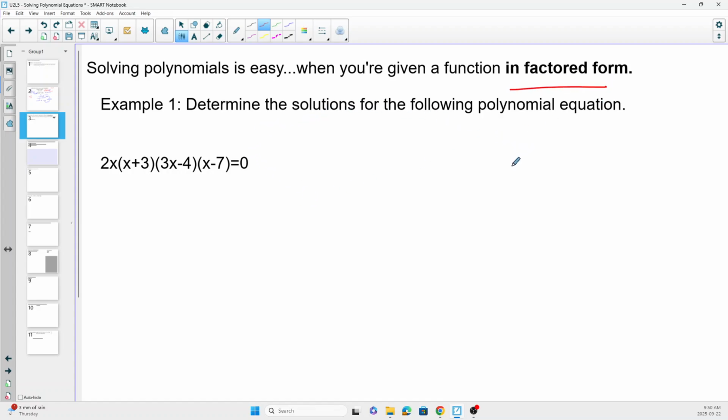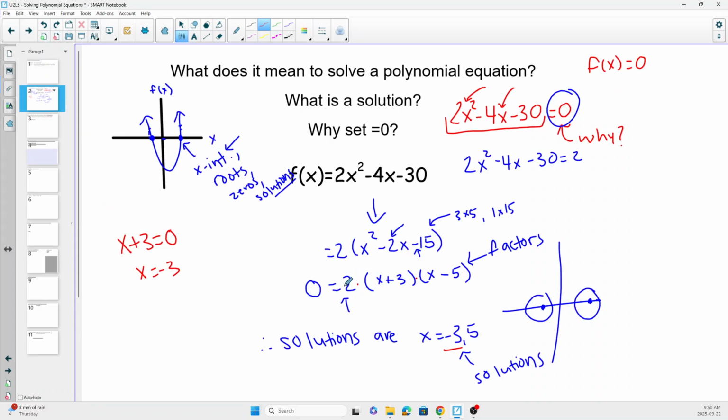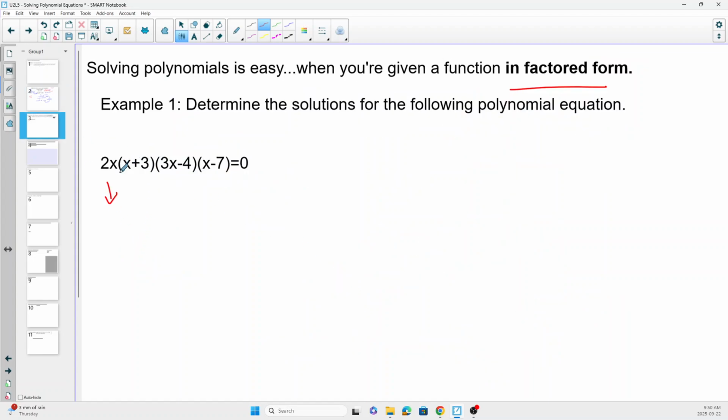Determine the solutions for the following polynomial equation. 2x times x plus 3 times 3x minus 4 times x minus 7 is equal to 0. In other words, when does this function have a function value of 0? And at this point, like I said, we're taking the factors, and this is a factor. This is a stretch, a vertical stretch. There is no x here, so it's not a factor. This is a factor. It has an x.